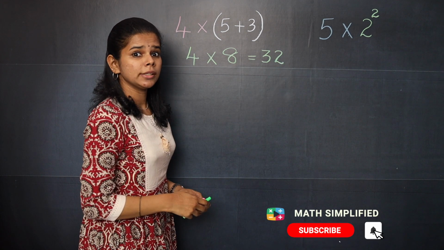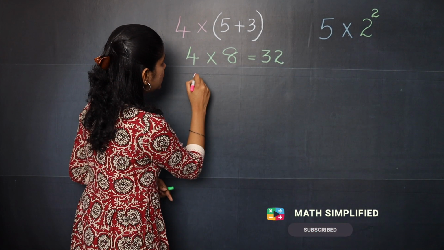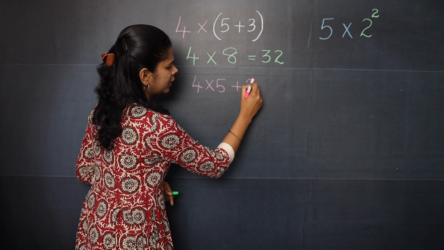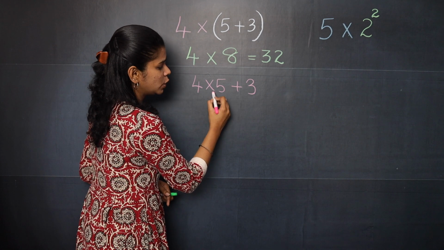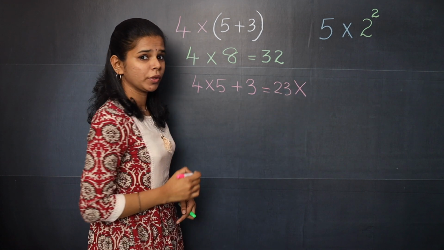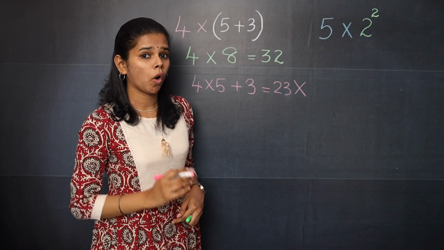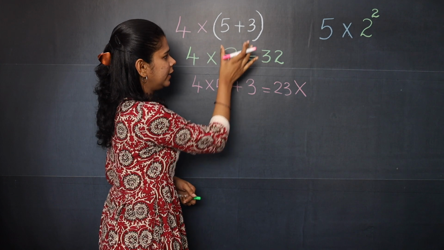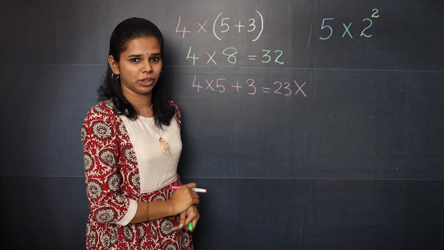But sometimes you will do it like this: 4 into 5 plus 3. So you will do it as 20 plus 3, 23, and that is wrong. You should always follow the order of operations. You should start with what is inside the bracket and then you will do multiplication.